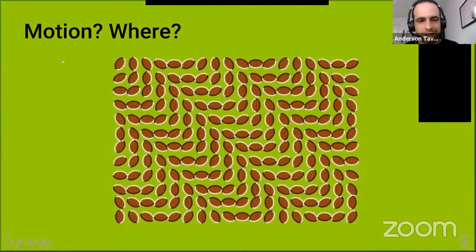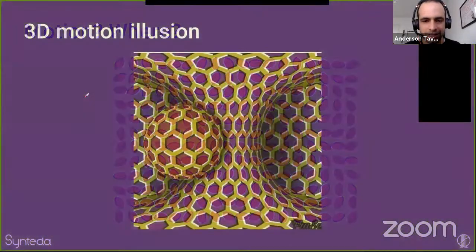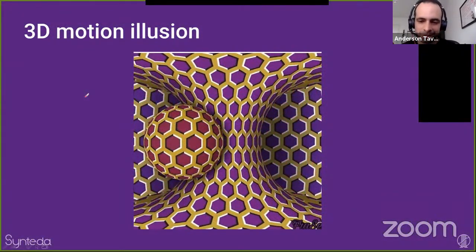Also, we can think about motion. This illusion happens more on the periphery here. So there is a sense of illusion. It means that our brain also processes motion information. And yeah, this is another interesting illusion. It seems like it's being rotated, but this is another illusion.